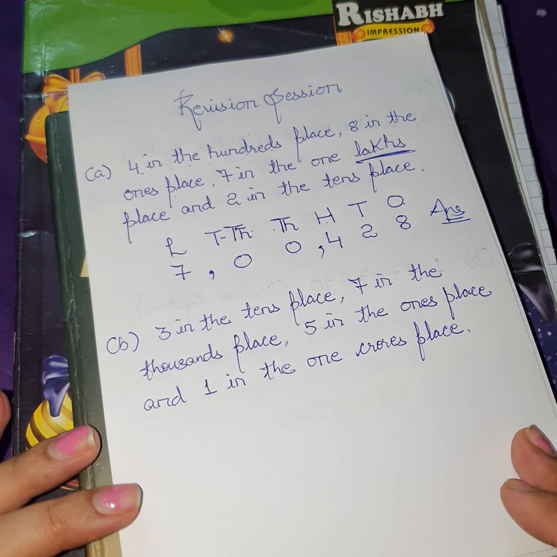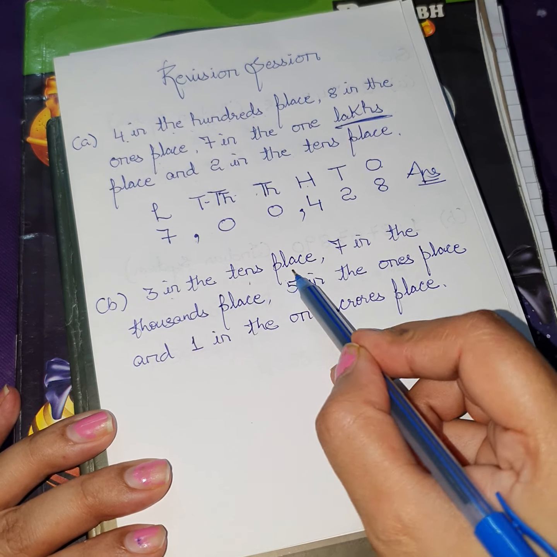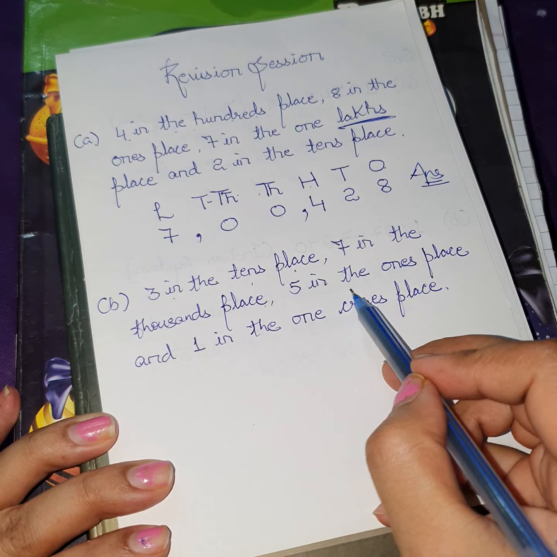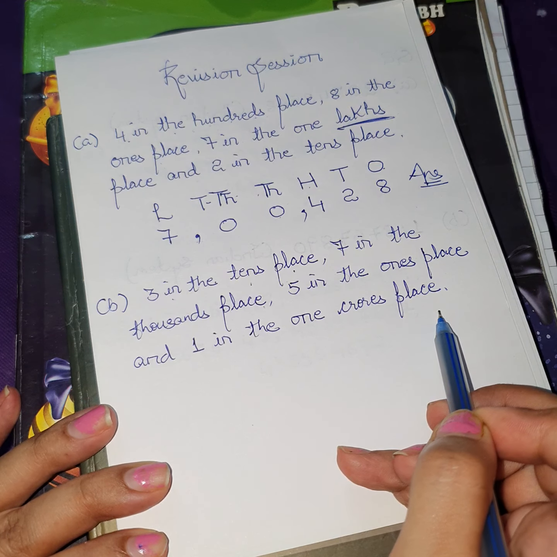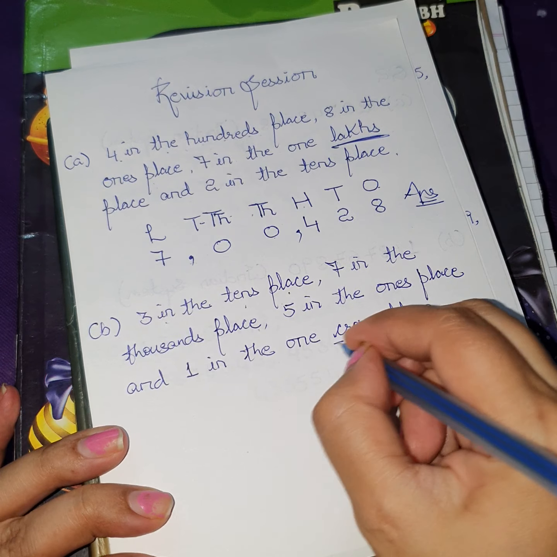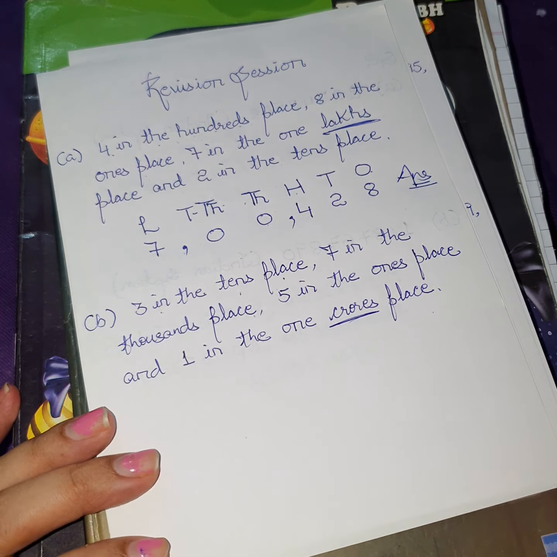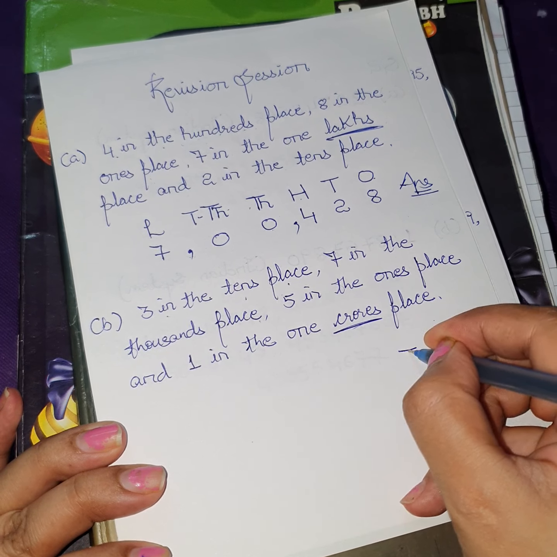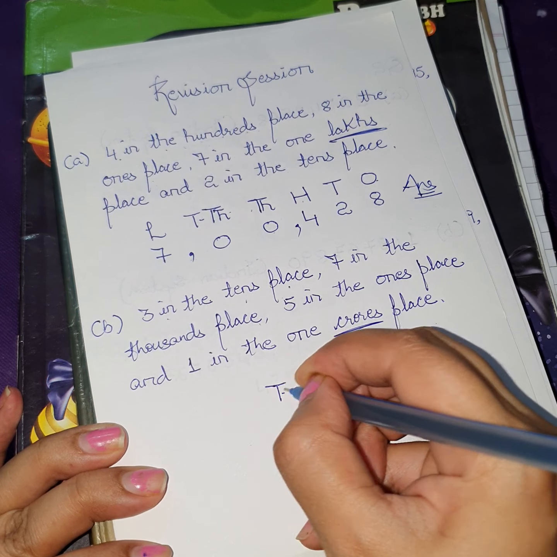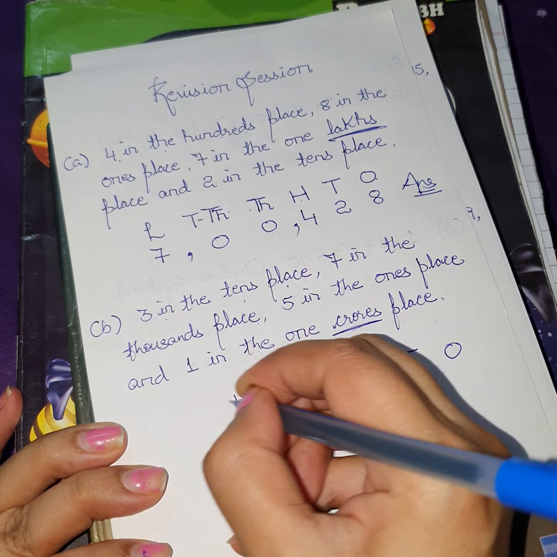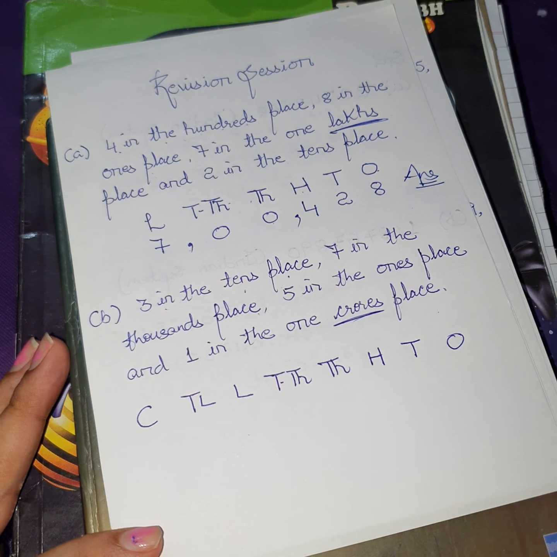Question number first, A part. Then B part is 3 in the tens place, 7 in the thousands place, 5 in the ones place, and 1 in 1 crores place. Here you can see the highest place is crores. So we will make our place value chart till crores. So ones, tens, 100, 1000, 10,000, lakh, 10 lakh, crores. So here I have mentioned the places.